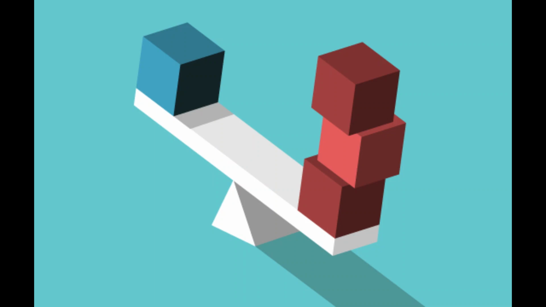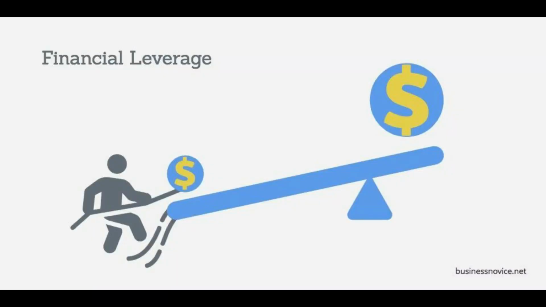What is financial leverage? Financial leverage is a story of assets and their returns on one side, and the way the assets are financed on the other side. The concept of financial leverage can be applied to companies, investment portfolios, and even to the house you own.